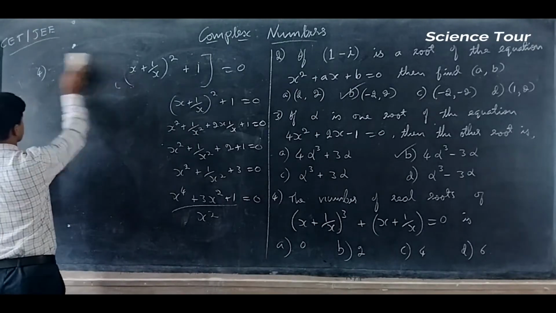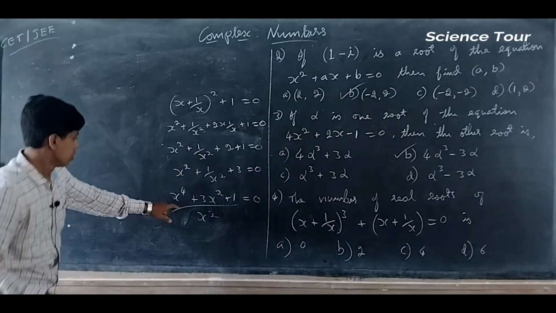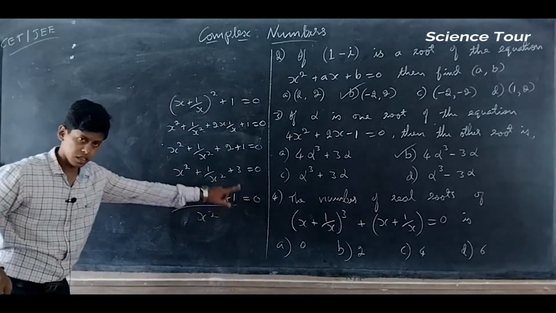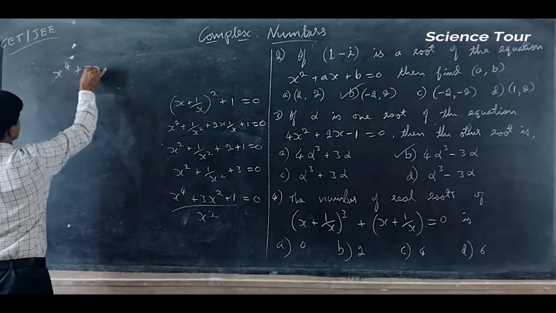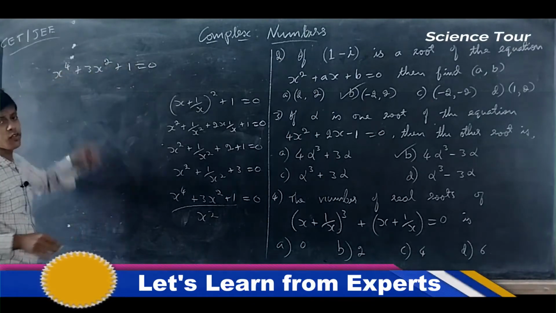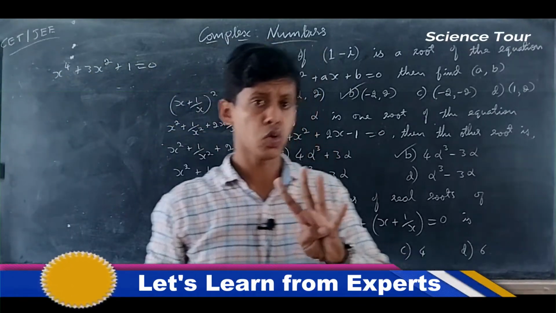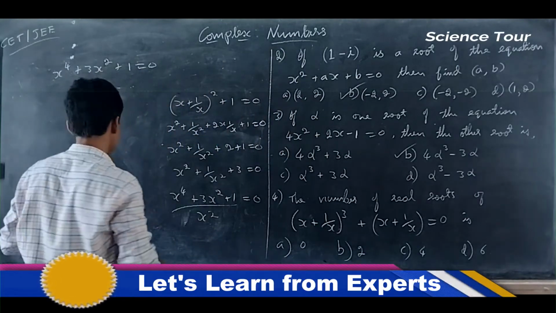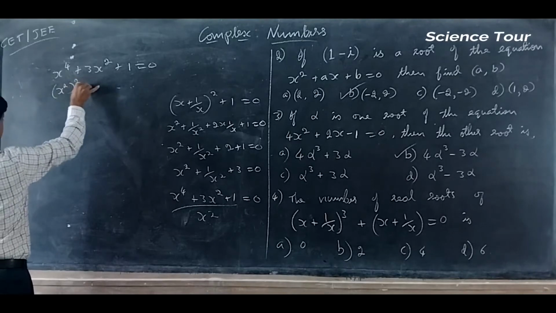Next, take this to the other side. That means we are left with an equation of degree 4. That means we should be expecting 4 roots out of this, correct? Let's see. Now I can express this as x square the whole square.